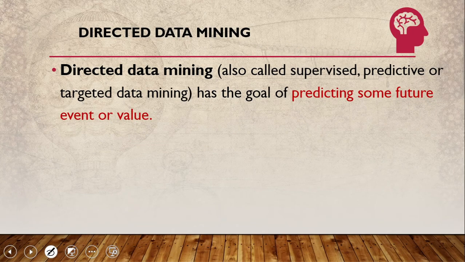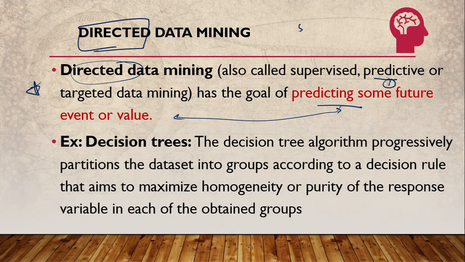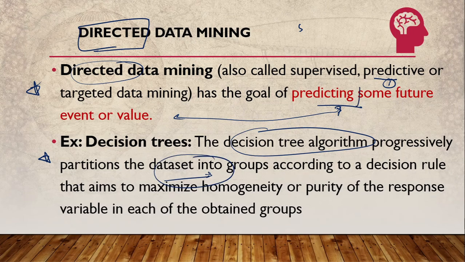Then there are two subsets of data mining: directed data mining and undirected data mining. Directed data mining is predictive. What it is doing is predicting some future value. Just remember the definition. Here we are doing the prediction. This prediction can be done with the help of decision trees. If we run decision tree algorithms on the data set, then we can predict some of the future values. That is directed data mining.